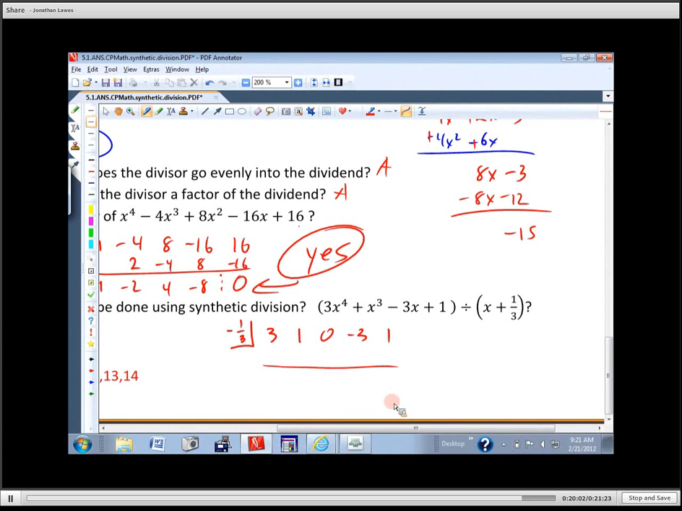Okay? So let's see. If I bring down and I multiply, well, this is good because I've got negative 1/3 times 1. What's 1/3 of 3? Or sorry, negative 1/3 times 3. What's 1/3 of 3? It's going to be negative 1. Okay? Add them, that's a 0. That's a 0. Add them up, that's a 0. This is a 0. That's going to be a negative 3.